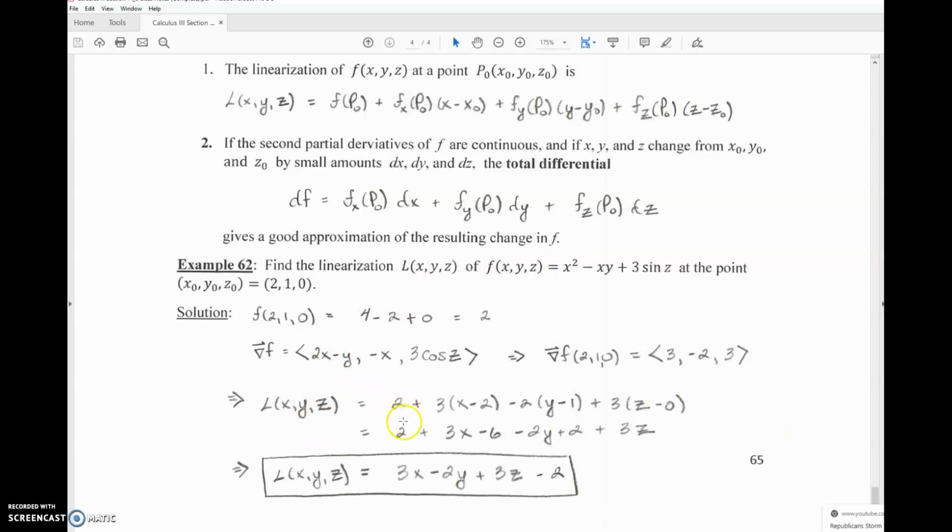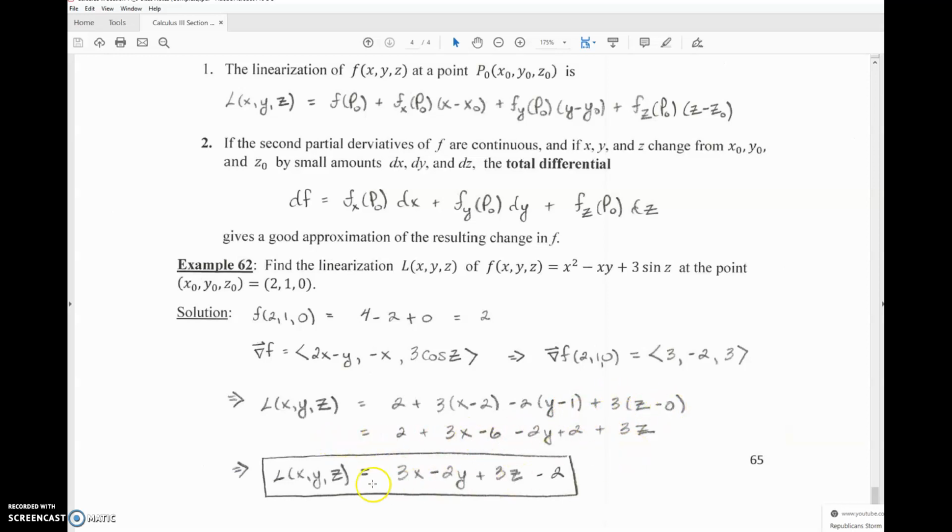f of p naught, the point we're at, plus the gradient of f: the partial of f with respect to x at 2, 1, 0, which is 3, times x minus x naught, plus the partial of f with respect to y at 2, 1, 0, which is minus 2, times y minus y naught, plus the partial of f with respect to z at 2, 1, 0 times z minus z naught.